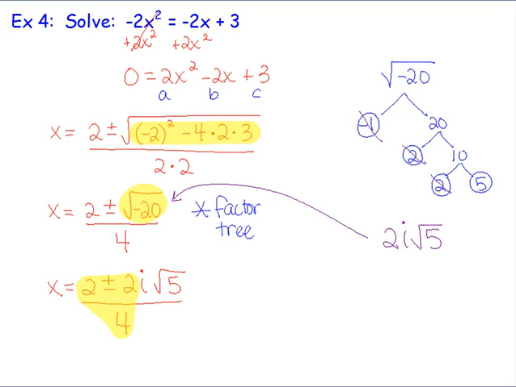Is there something we can divide 2, 2, and 4 all by equally? And the answer is 2. We're going to divide all of it by 2. So it looks like 2 divided by 2 is 1, plus or minus 2 divided by 2 is 1I, square root of 5, divided by 4 divided by 2 is 2.